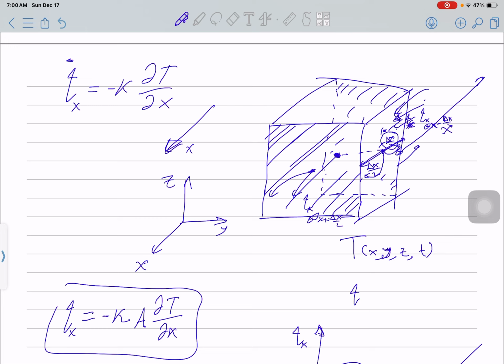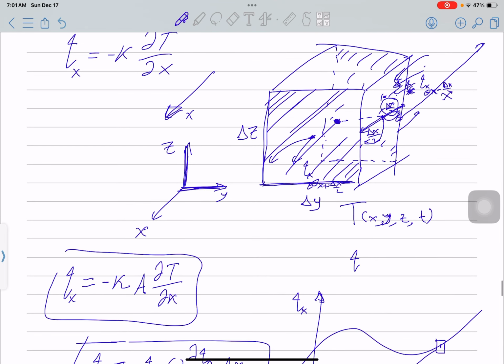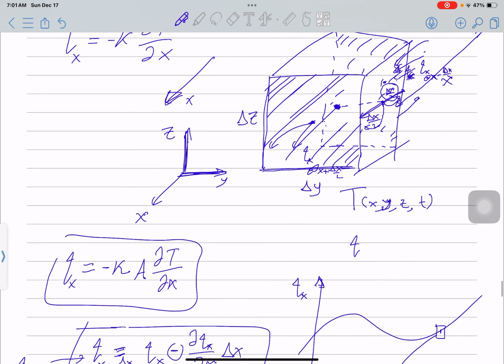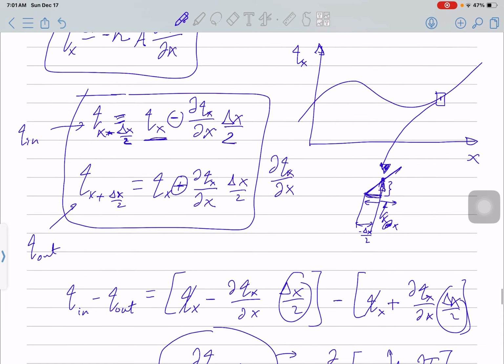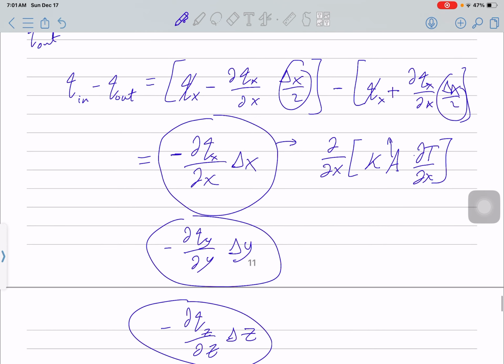This area is composed of a square that has 2 sides. The first side is moving with the y direction, so this is delta y, while this side moves with the z direction, so it is delta z. So the area in the x direction is delta y multiplied by delta z, and we will get rid of the area by replacing it with delta y delta z.